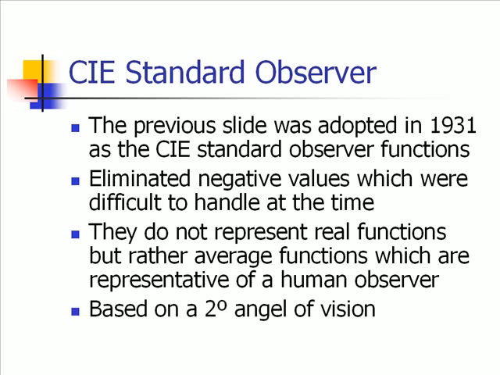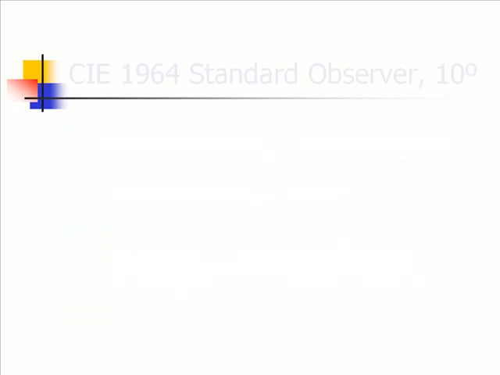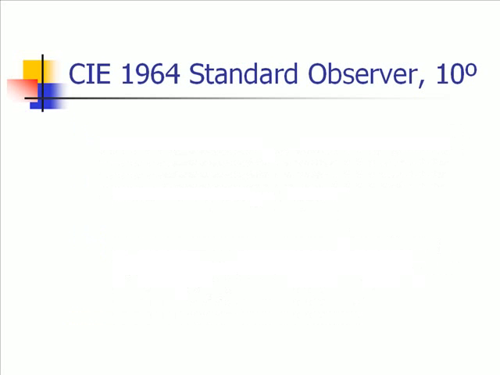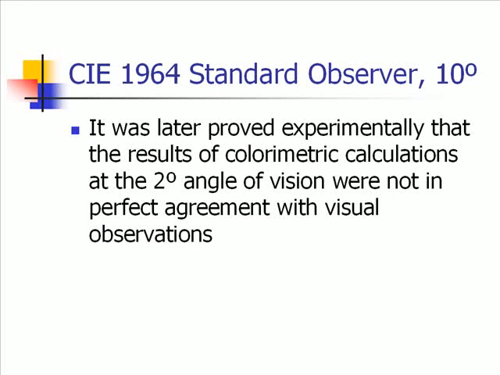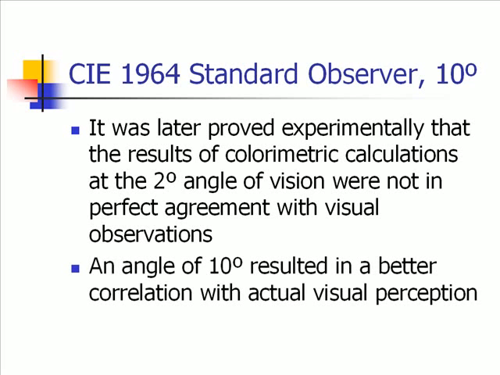Back then it was later proved experimentally that the result of the colorimetric calculations at 2-degree angle of vision were not in perfect agreement with visual observation. So they did some other tests, did it with this 10-degree observer, and the data actually matched better with visual perception. The theory is that when we look at samples, we don't look at little dime-sized samples, we look at bigger samples. Part of the light falls on our fovea, but also part of it falls on just our retina where there aren't color sensors. That combination gives us a slightly different perception of the color that we see.